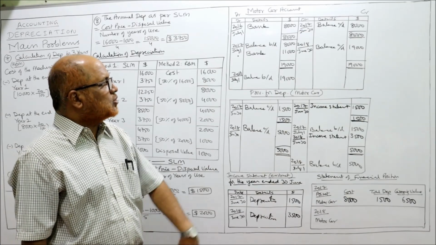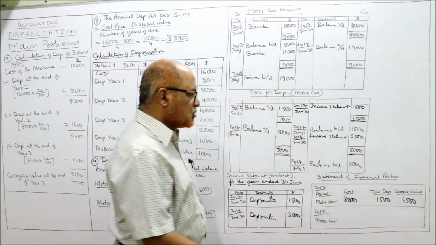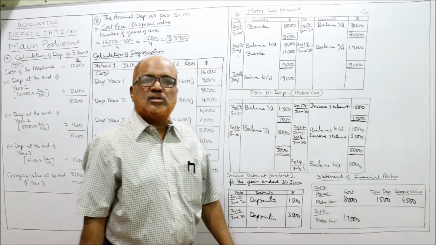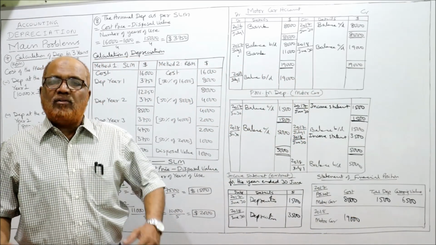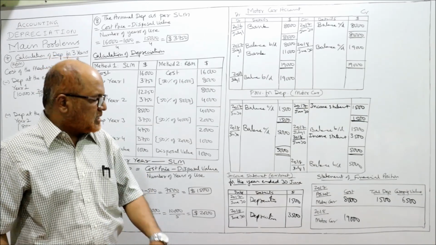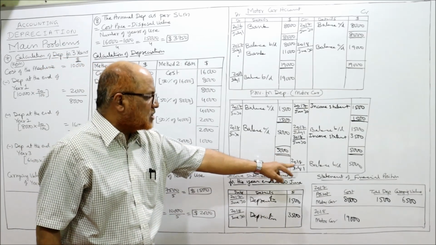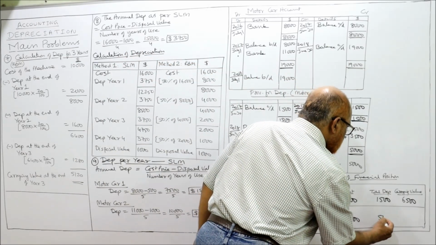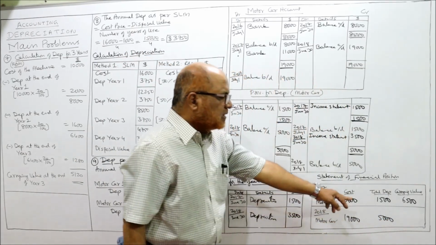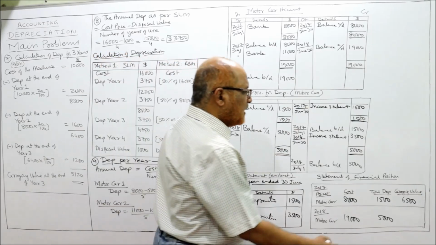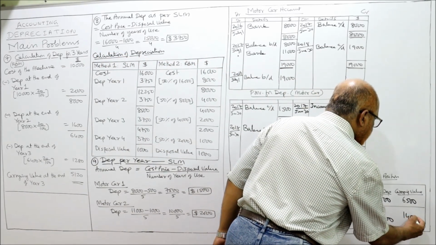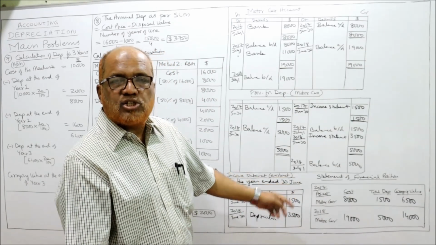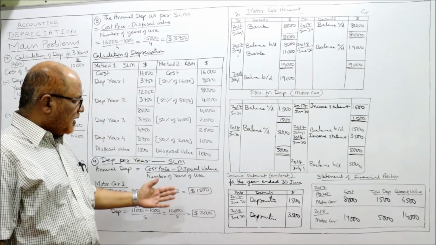So what is the cost of the two motor cars? 19,000. 19,000 is the cost of two motor cars. And what is the total accumulated depreciation? Total accumulated depreciation is 5,000. Here 19,000 minus 5,000, 14,000 is the carrying value. That's all. So in this problem, it is asking you to calculate the depreciation.